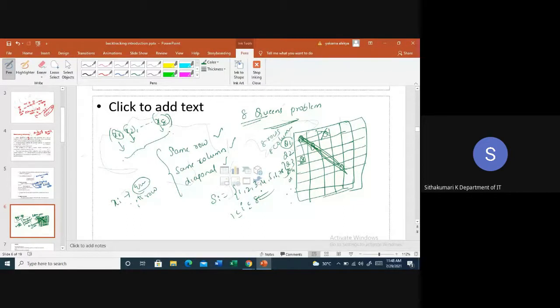So in the Si, what are the values we have given? 1 to 8. Now, solution space. What does the solution space make? All the tuples which satisfy the explicit constraints form the solution space. They are the possible solution space.